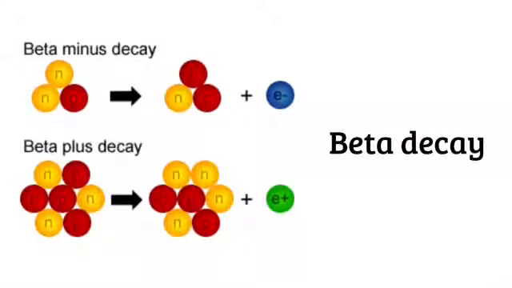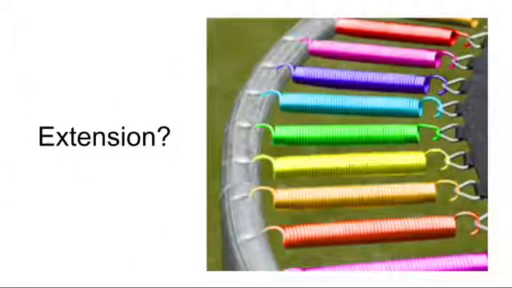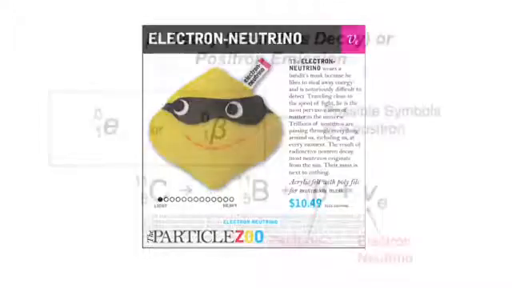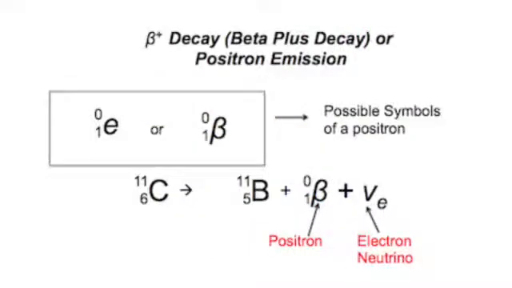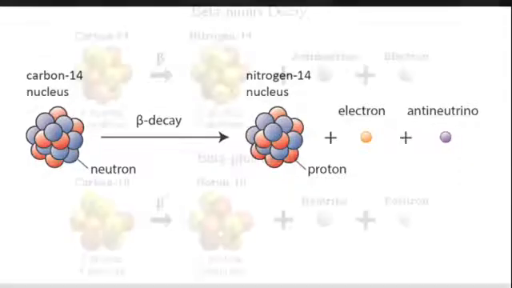How did you do on your beta plus ideas? If you're up for it, we could extend it just a tiny bit by adding in another fundamental particle, the neutrino, and its antiparticle, the antineutrino. In beta plus decay, as well as the positron being emitted, there's also a neutrino emitted. In beta minus decay, as well as the high energy electron, an antineutrino is also emitted.